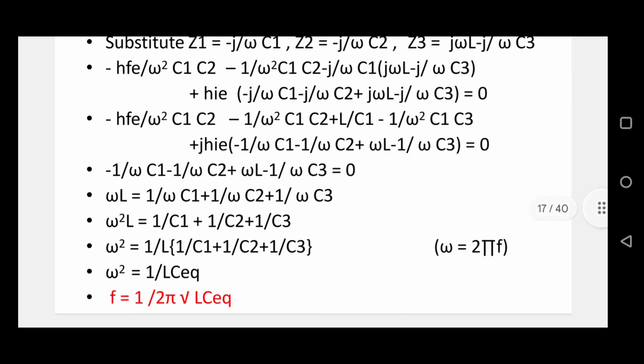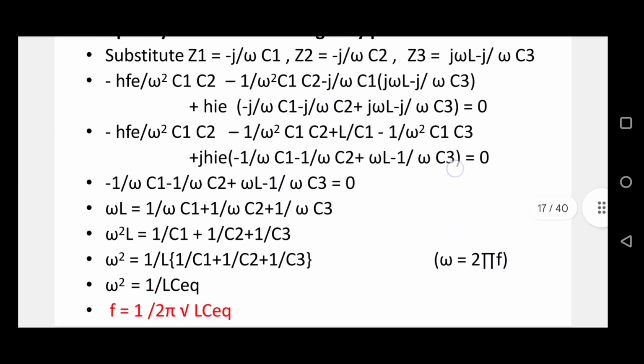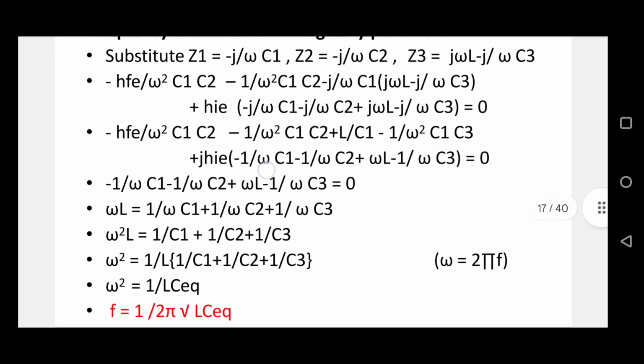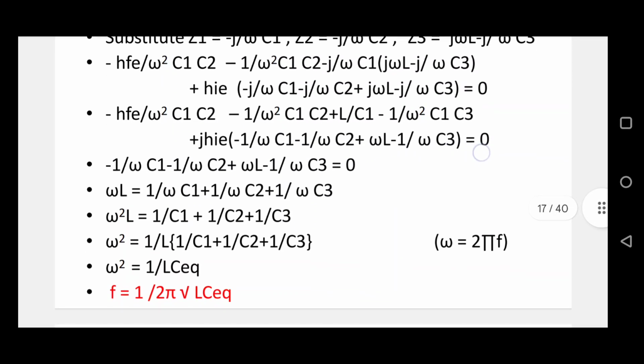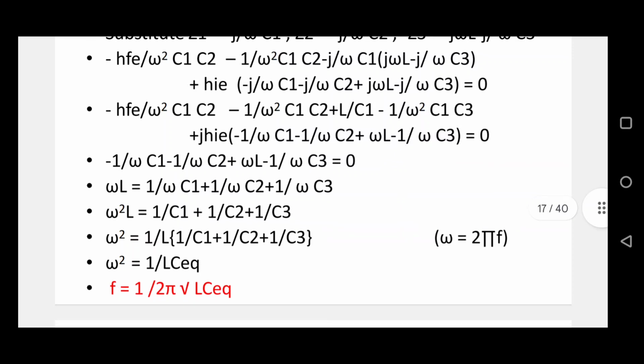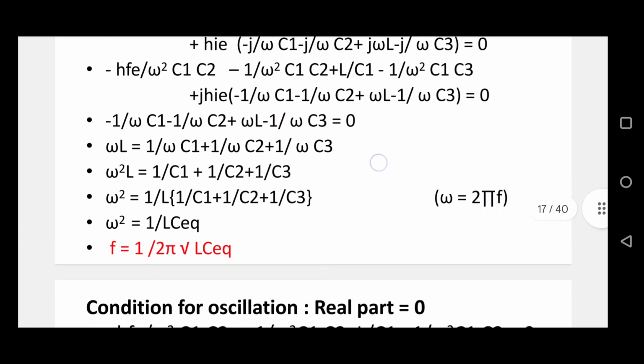So this fourth term is your imaginary term. To find the frequency of oscillation, we should make this term equal to 0. We should make the imaginary term equal to 0. So now minus 1 by omega C1 minus 1 by omega C2 plus omega L minus 1 by omega C3 equal to 0. After simplifying this expression, we want to find out the frequency of oscillation f.